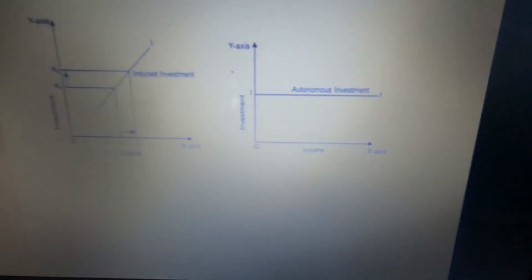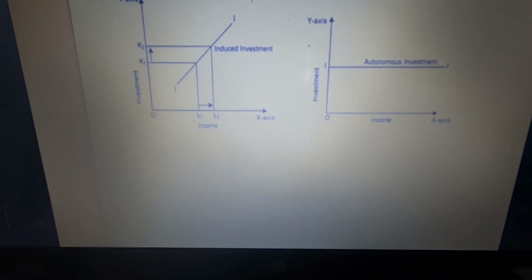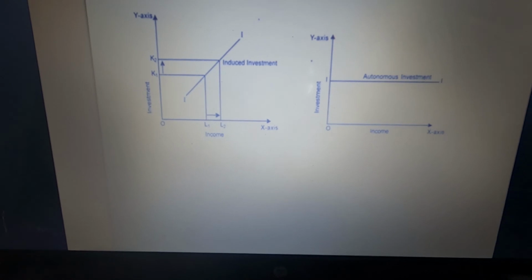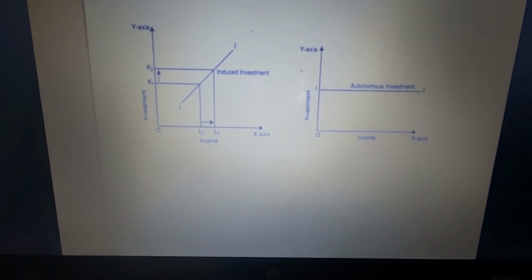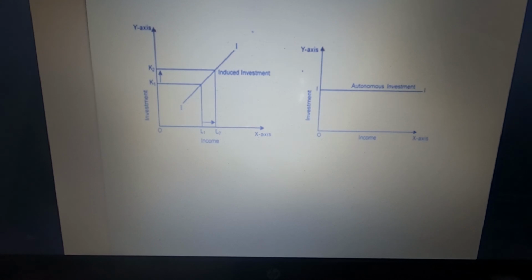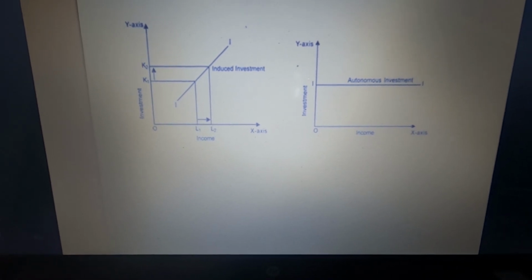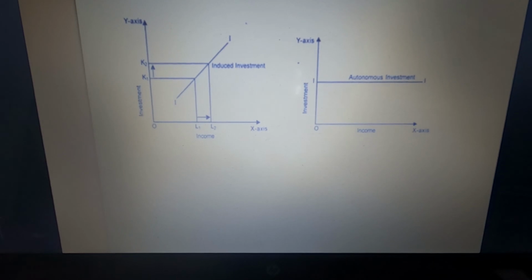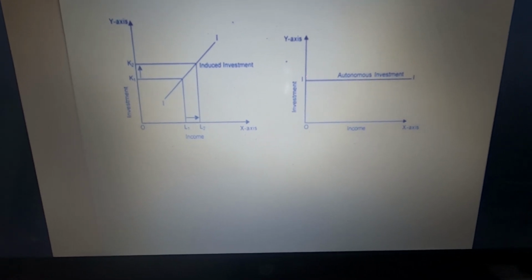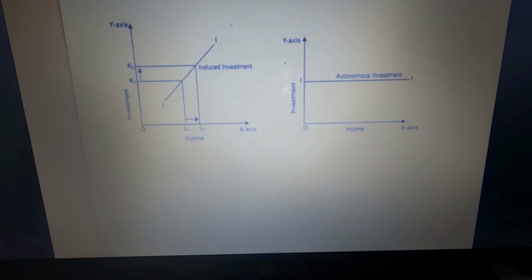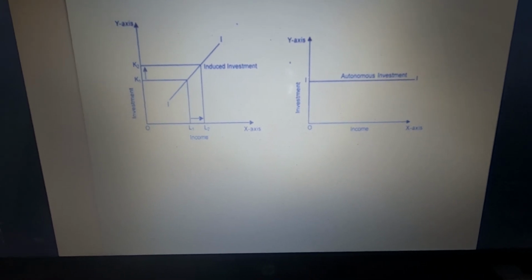All right. So now this is about induced investment and autonomous investment. So in short, what is the difference between these two? Induced investment is related to income. Okay, there is a positive relationship between income and induced investment, right? Whereas autonomous investment is not at all related to income. Whether income is there or not, there will be autonomous investment. Who does this? Government. Okay, so government will do this investment in order to save the economy from the problem which we have seen.